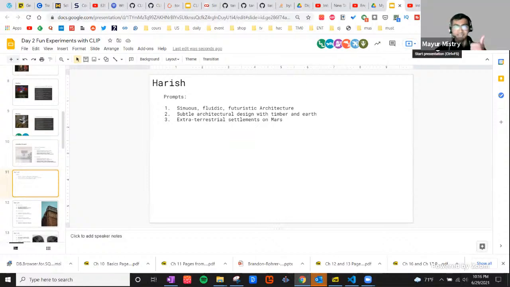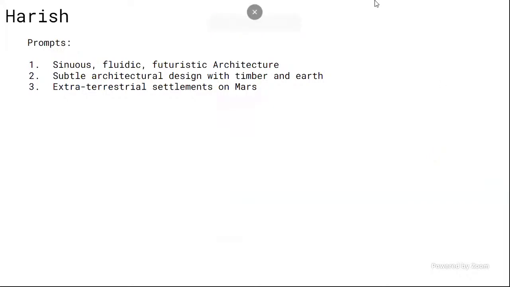Harish, are you ready? Yes, I am. What I did was come up with a few prompts that I could use for today. The first one is sinuous, fluidic, futuristic architecture, just to see what exactly it has to give. Then the exact opposite, subtle architectural design with timber and earth. I wanted to see how it performs when given two contrasting notions of design and architecture. And the third one is extraterrestrial settlements on Mars. I just wanted to see what it is going to give.